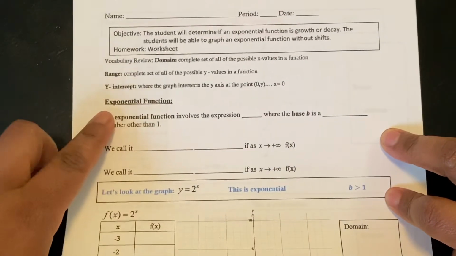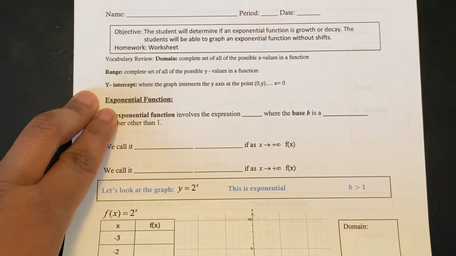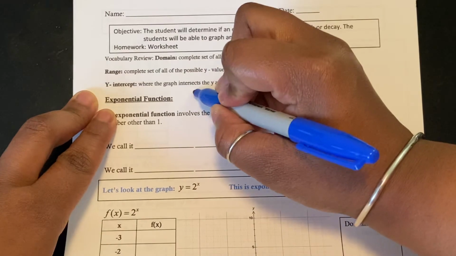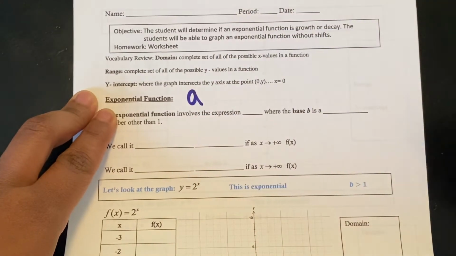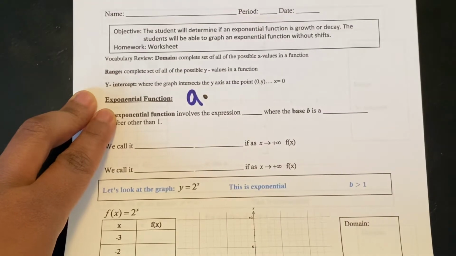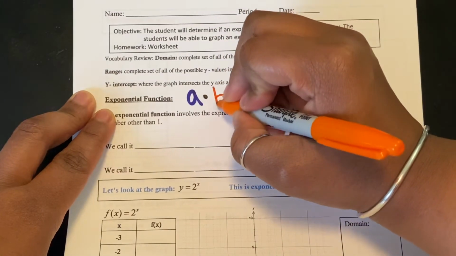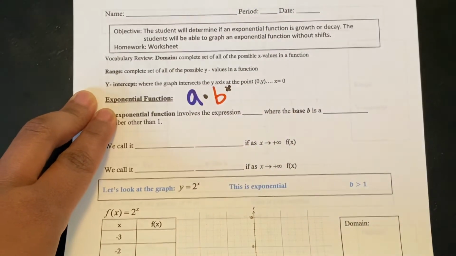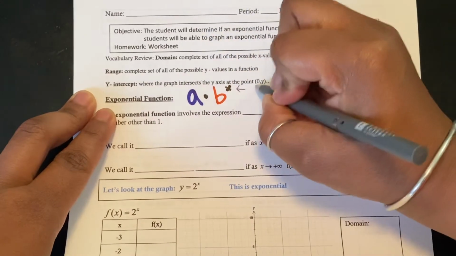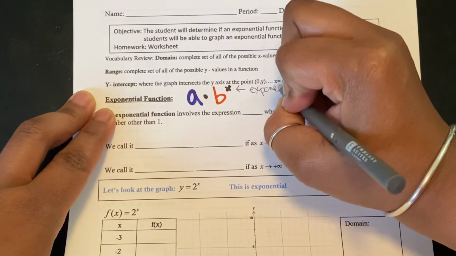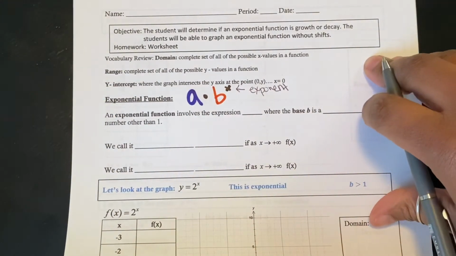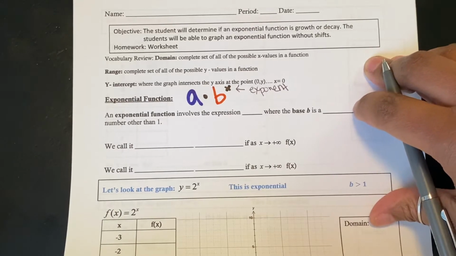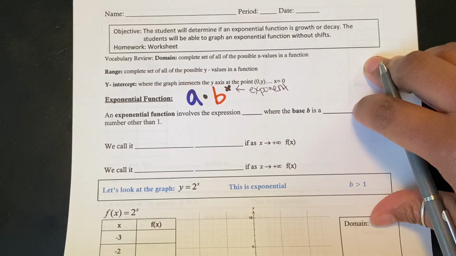Okay? So all exponential functions can be represented by the function a times b to the power of x. Okay, so here x is an exponent. And this is exactly how you know if you're dealing with an exponential function. When you have a variable in the exponent, when x is in the exponent, then it is an exponential function. Think about the name, exponent, exponential.